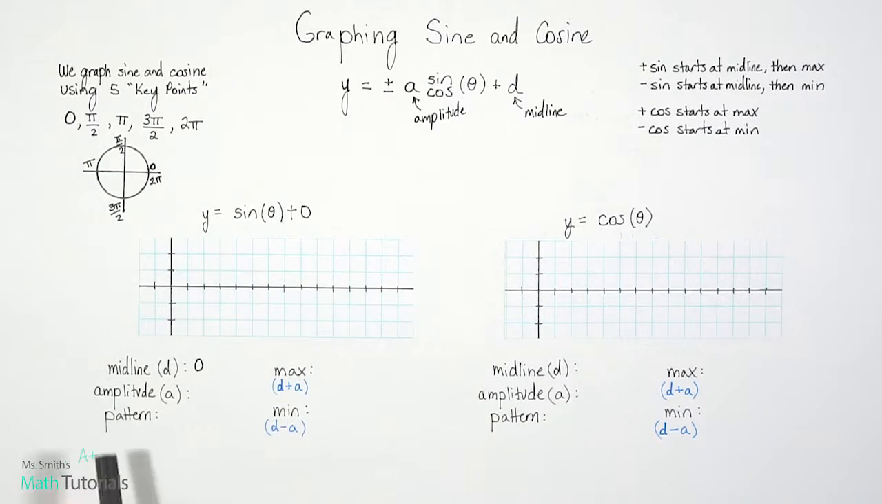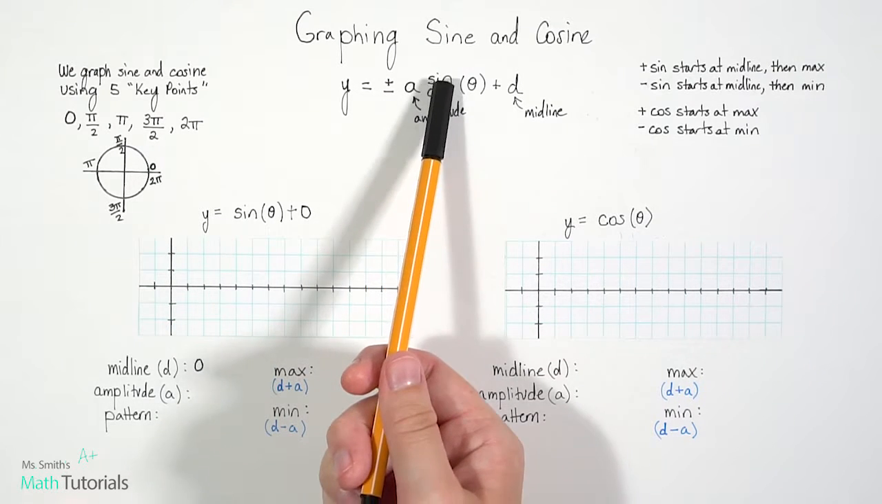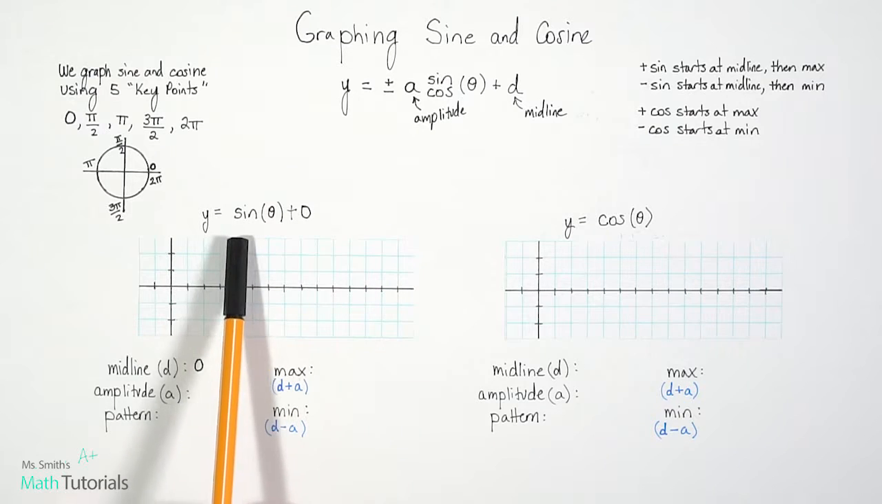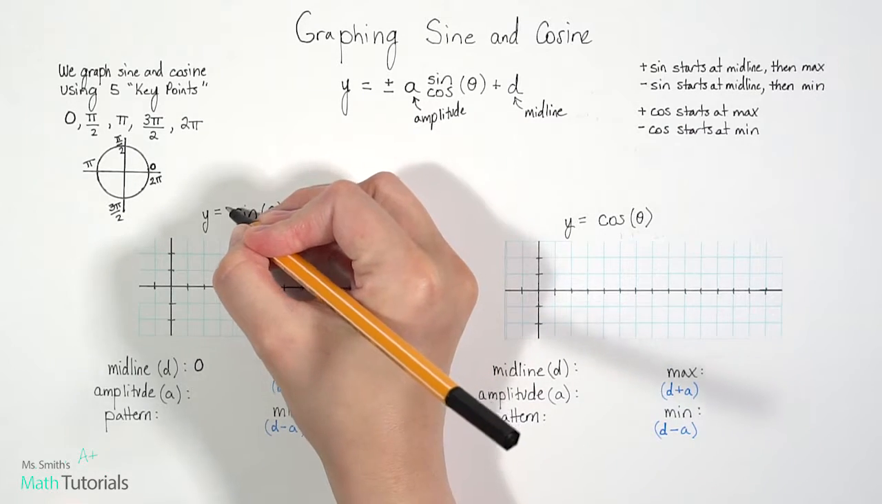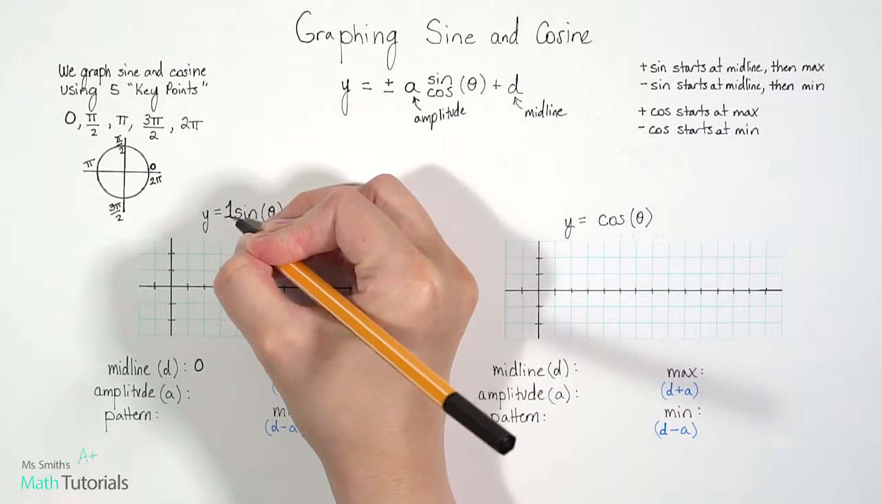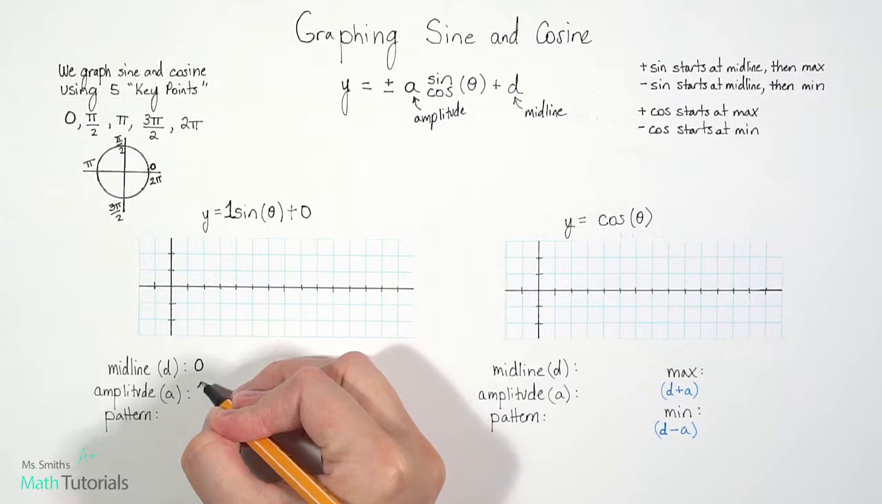When we want to know the amplitude, remember that's our a, that's our value right in front of either the sine or the cosine. So when I look here and I look out front, notice there's nothing there. Well, there is something there. It's an understood 1. So you can write that in if you want to. So that means our amplitude is 1.